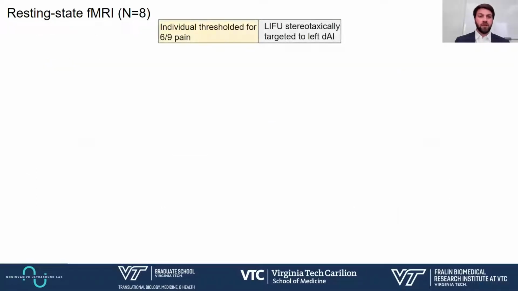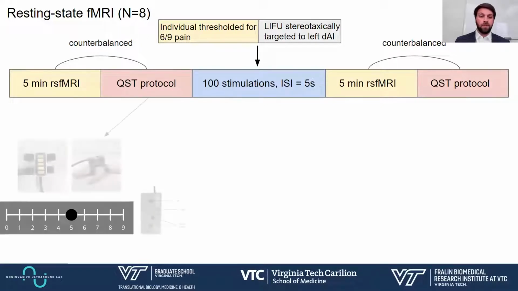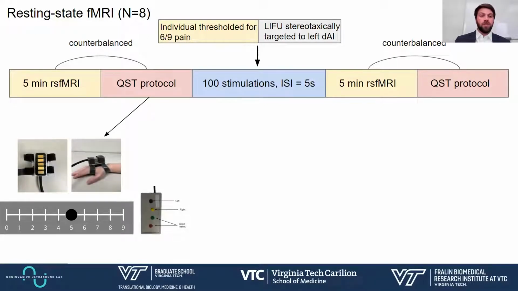For our resting state study, we individually thresholded all people to a 6 out of 9 pain and then stereotaxically targeted the left DAI. Participants all then underwent a 5-minute resting state fMRI followed by a counterbalanced quantitative sensory testing protocol, or QST protocol. You can see down here that for the QST protocol, we had a heat probe that could deliver transient heat stimuli to the right hand, strapped to the dorsum of the right hand, and then participants rated their pain on a scale of 0 to 9 using a 4-button box and a sliding scale that was projected onto the MRI screen.